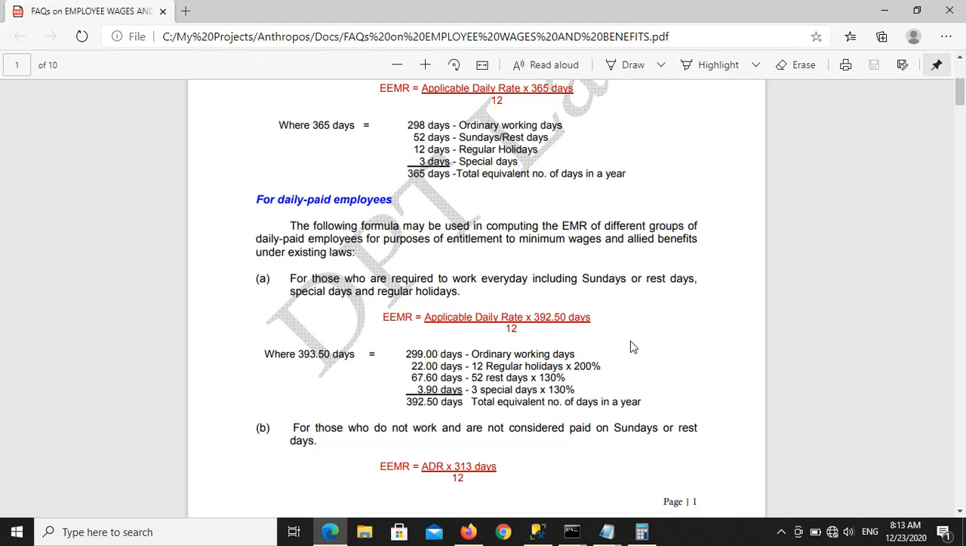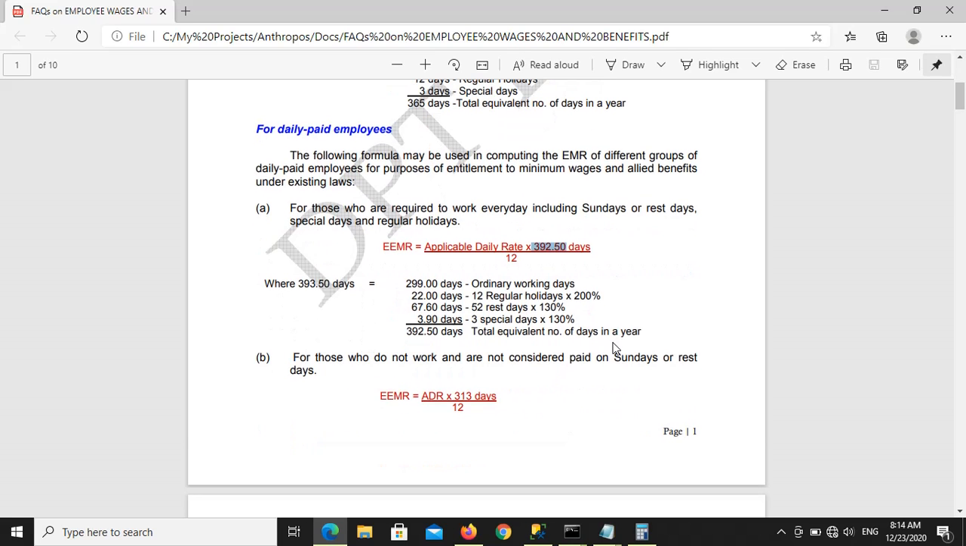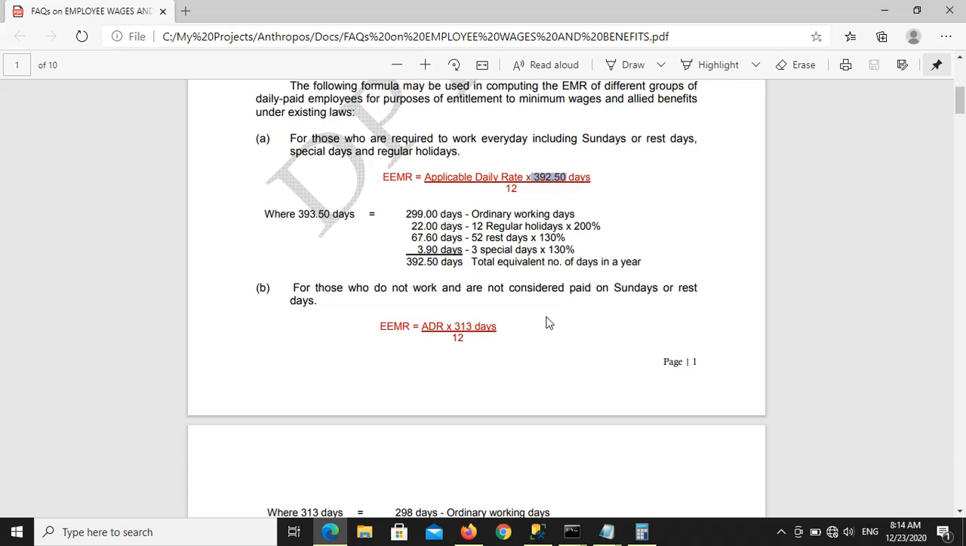According to the Department of Labor and Employment, here is how we can determine the number of days per year. For those who are required to work every day, including Sundays or rest days, special days, and regular holidays, the number of days per year is 392.5. For those who do not work and are not considered paid on Sundays or rest days, total working days per year is 313.